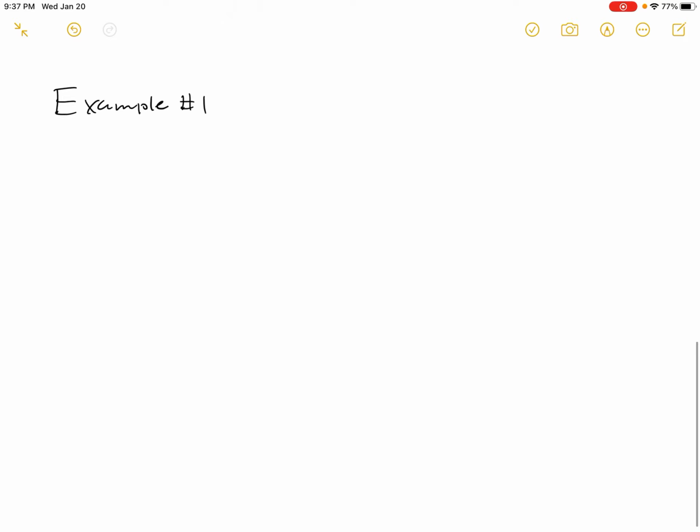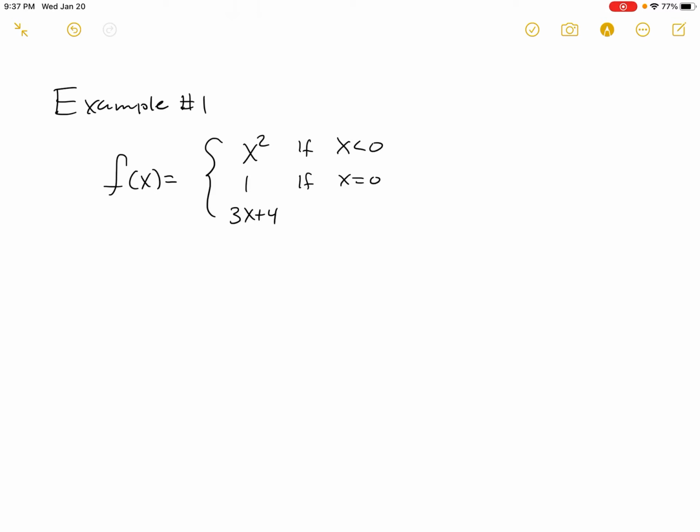Okay, so for example number 1, they're giving us a function f of x is equal to x squared or 1 or 3x plus 4. Well, it's going to be equal x squared if x is less than 0. It's going to equal 1 if x is equal to 0. And it's going to equal 3x plus 4 if x is greater than 0. And so they're asking us to graph that. No problem. So what we want to do is graph what we can. So we just handle it one piece at a time.